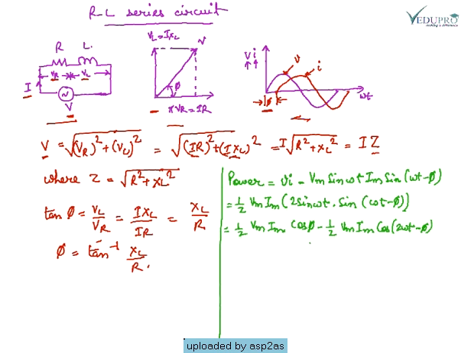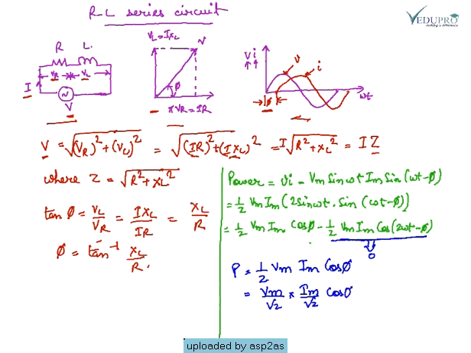So power comes out to be this. The average for the complete cycle of this term comes out to be 0. So power is half Vm Im cos phi, which is equal to Vm upon root 2 into Im upon root 2 into cos phi, which is equal to V into I cos phi. So this is the power of the RL series circuit.